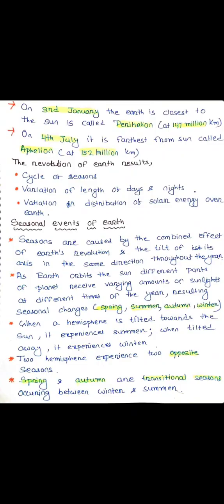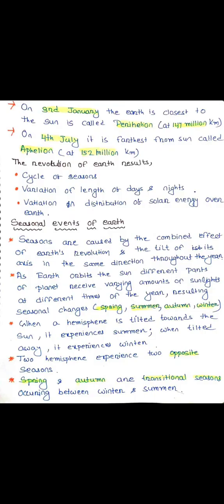And the revolution of earth causes the cycle of the seasons, the variation of length of the days and nights, and variation in distribution of solar energy over the earth. All these are caused by the revolution. It causes the change of seasons. Now we will discuss the seasonal events in detail.